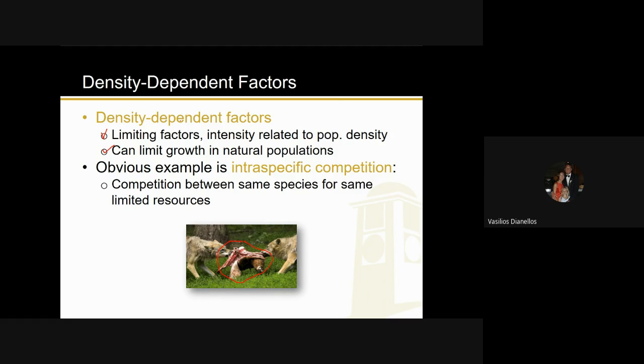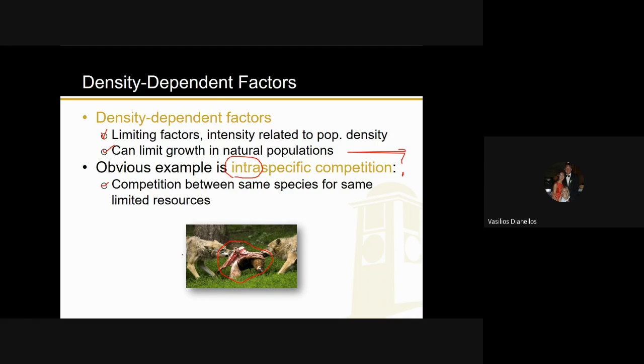So again, if we're talking about density dependent factors, which is just one of the two types of limiting factors that we talk about, there's also another subcategory. Within density dependent factors, there's something called intra-specific competition. And you might need to know this for the exam. I'll put a question mark, I'm not sure. But it's a pretty simple concept. It is just the competition between the same species for limited resources.